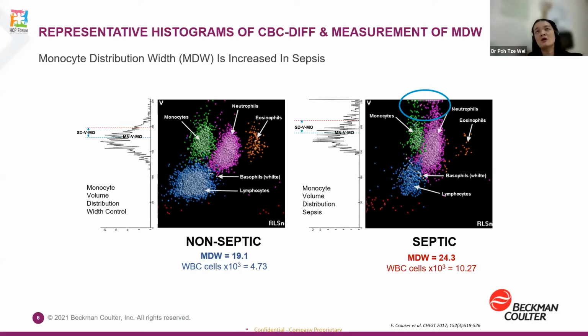And the magnitude of this increase above a certain cutoff. And for this particular case, the cutoff is 20. So above the cutoff of 20 for K2 EDTA tubes, there is an increased likelihood of the patient turning septic. So you can see here that in a non-septic patient, the MDW is below 20, at 19. And in the septic patient, where there are changes in this monocyte distribution width, MDW is above 20.